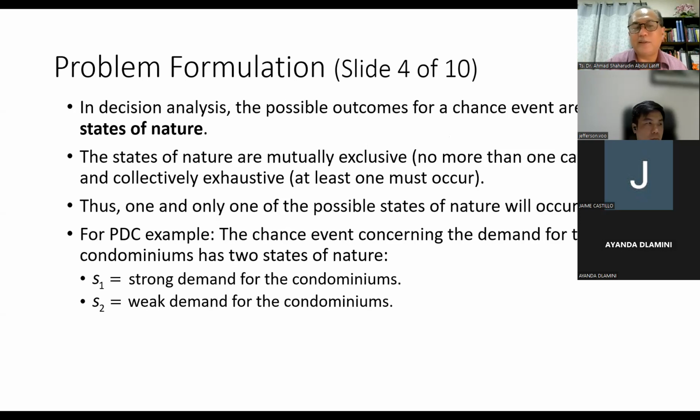In analyzing which decision you need to make, you look into the chance event. Chance event is probability. It is mutually exclusive, so no more than one can occur. It cannot have all 3, and at least one must occur, meaning they will build any one of them, but they only will build one. So there will be only one possible state of nature. The 2 states of nature are strong demand for the condominium and weak demand for the condominium.